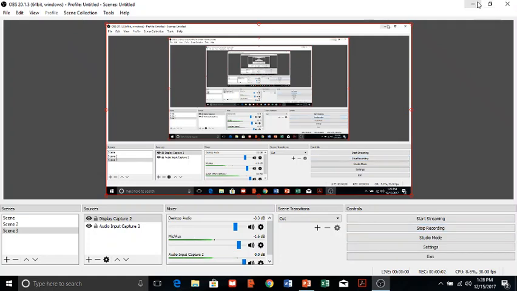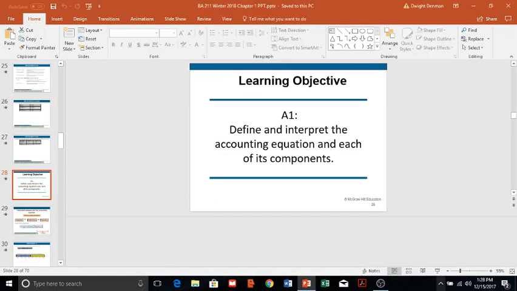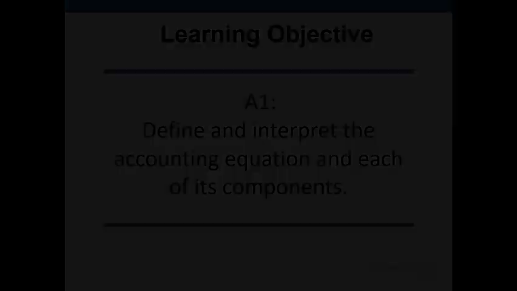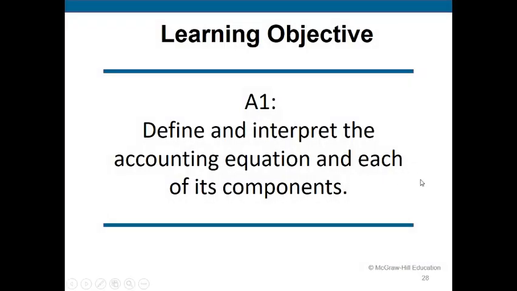All right, back at it. Let's dive into some accounting concepts. So the first thing we want to look at is something called the accounting equation.